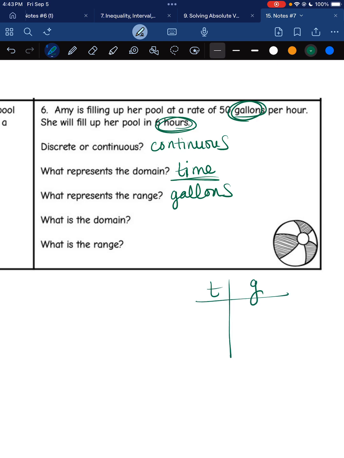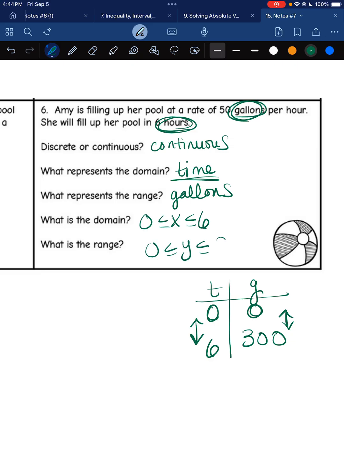For the time, it says she will fill up her pool in 6 hours. So 6 hours is the most. The starting time is 0. And then it'll be at a rate of 50 gallons per hour. So if it's at 0 hours, there's no water yet. And then in 6 hours, you got to multiply it. 6 times 50, so that's going to be 300. And this is continuous, so we're going to do it in an inequality. So the domain is between 0 and 6, and then the range is between 0 and 300.